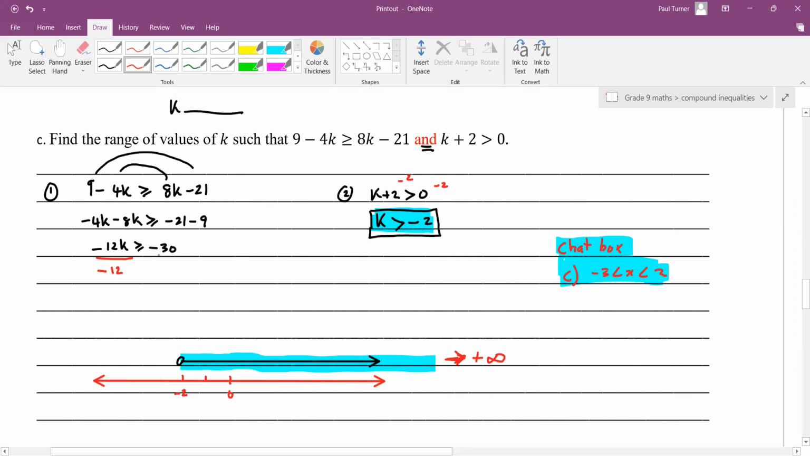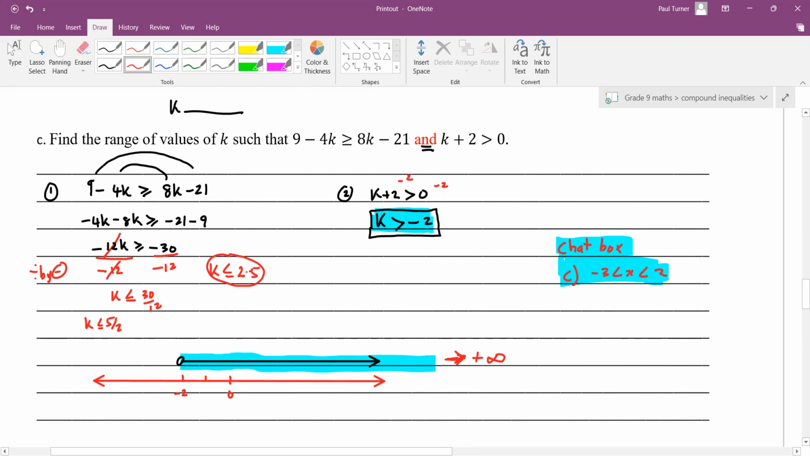So cancel here, your negative 12, negative 12. But remember, now we divided by a negative, so we need to change the direction of our sign. So K less than or equal to 30 on 12, because negative, negative will cancel, which will give you 5 on 2, which is 2.5. So let's write that. K less than or equal to 2.5.